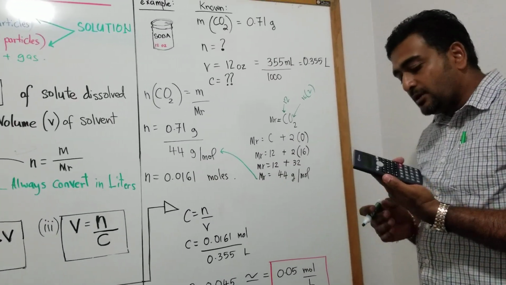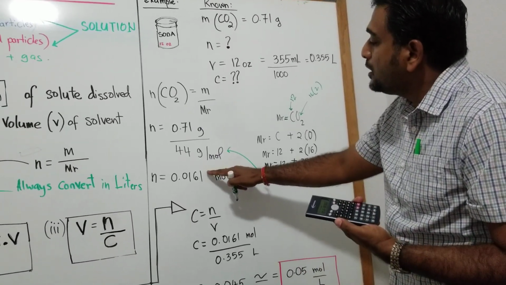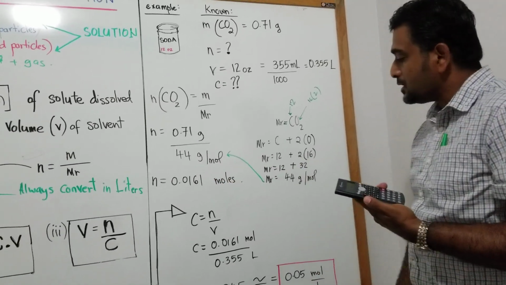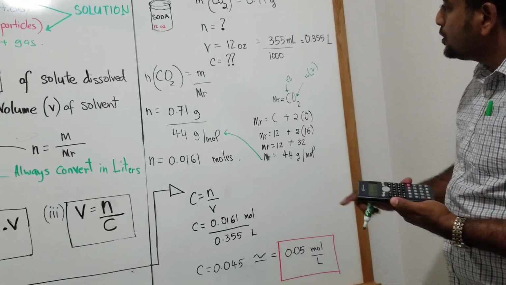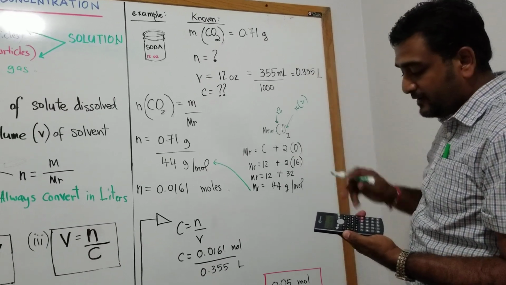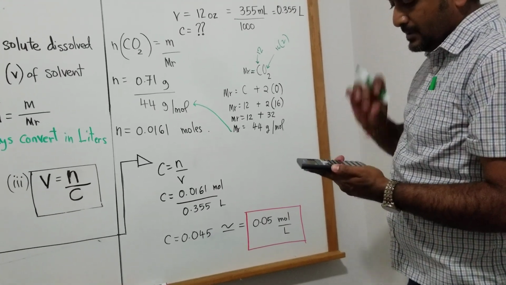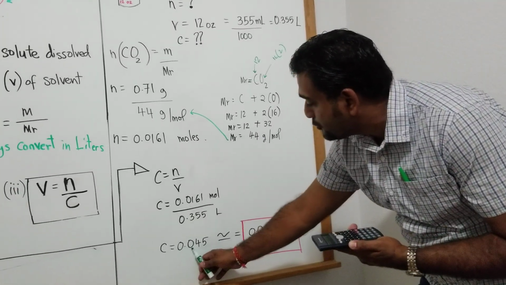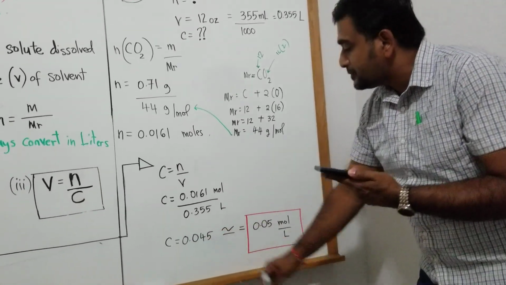So using my calculator, I'm going to use the same value given, because I'm not going to round the answer somewhere in the middle of the calculation. So I will simply divide whatever answer I got by the volume that I'm supposed to use, 0.0161 divided by 0.355. I get 0.045. So the final answer is 0.045, and it's a long value. We don't have to worry about writing all of them.